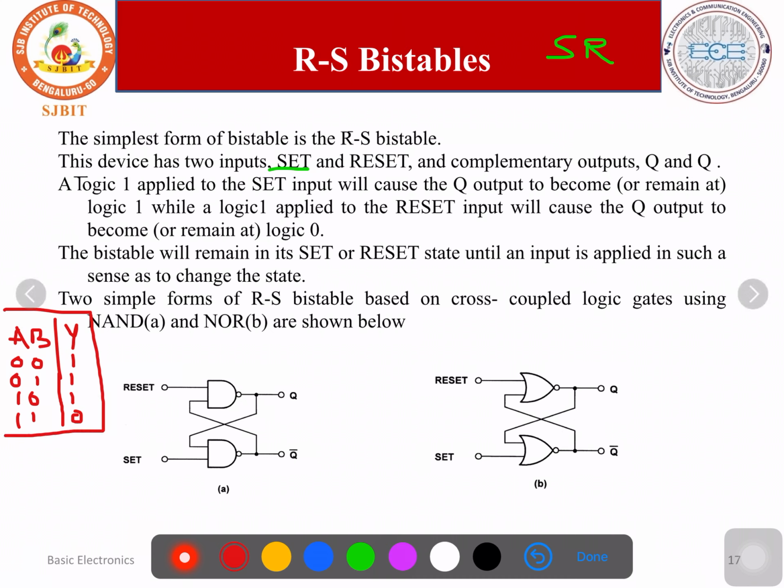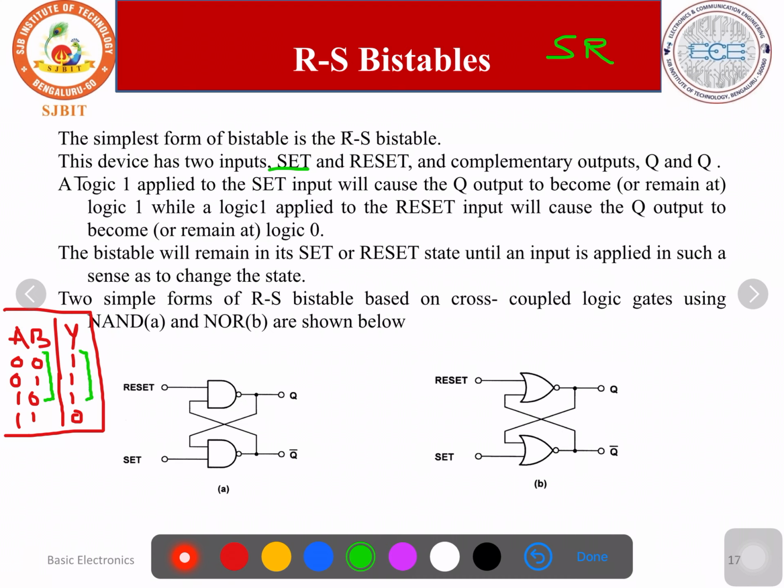Just observe the NAND gate truth table. Here, if any one of the inputs is 0, the output becomes 1 irrespective of the other input.